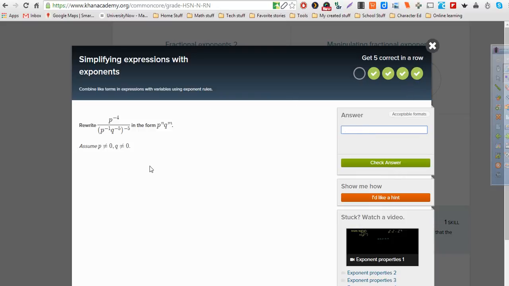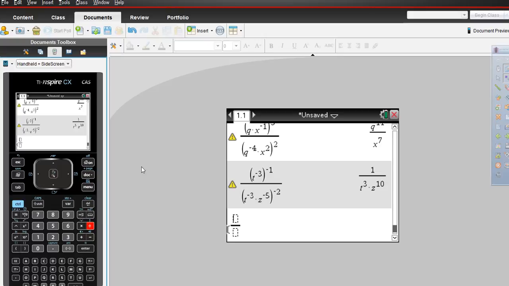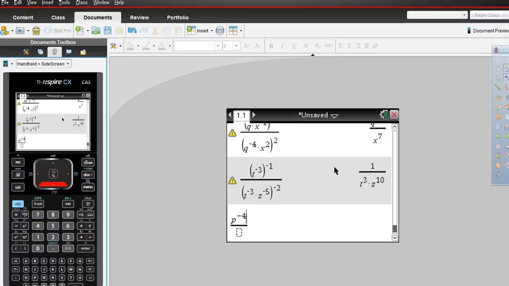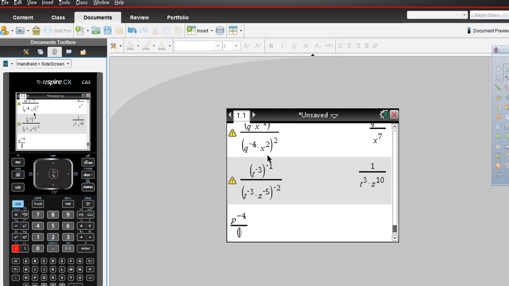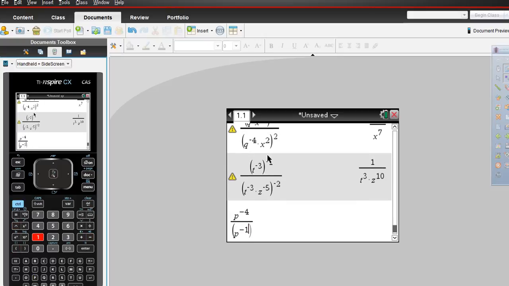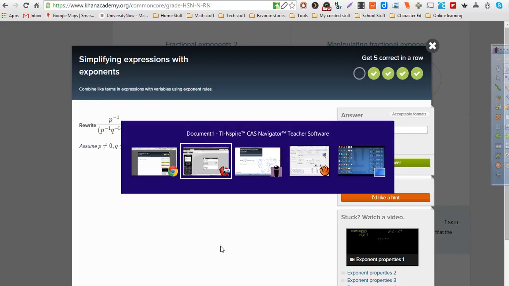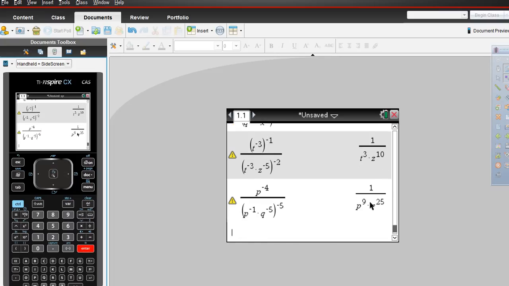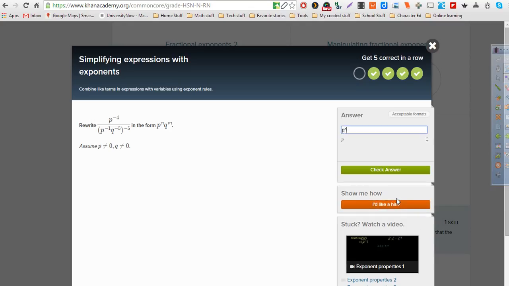Okay, here we go. Last one to get these done. Again, we are doing fractions. So in the numerator, I just have p to the negative 4th to the negative 4th, and that is over grouping symbol p to the negative 1, q to the negative 5, and that whole grouping symbol was raised to the negative 5 power. All right, and I hit enter, and I know I've got p to the negative 9, q to the negative 25.